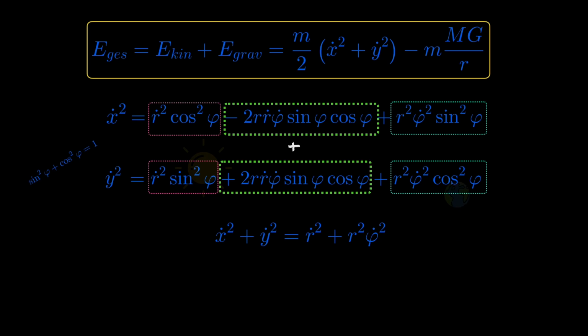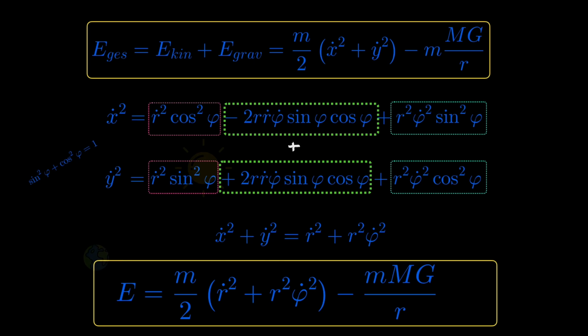This eventually gives us r dot squared plus r squared phi dot squared for the sum of x dot squared and y dot squared. And now we finally have a beautiful polar coordinate expression for the total energy of the planet-Sun system. We are ready to tackle the angular momentum.